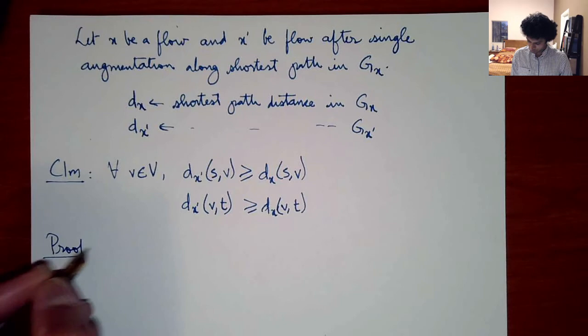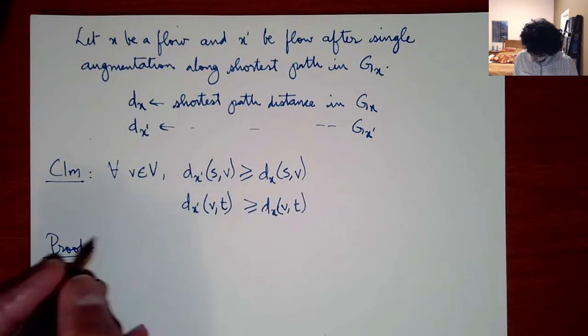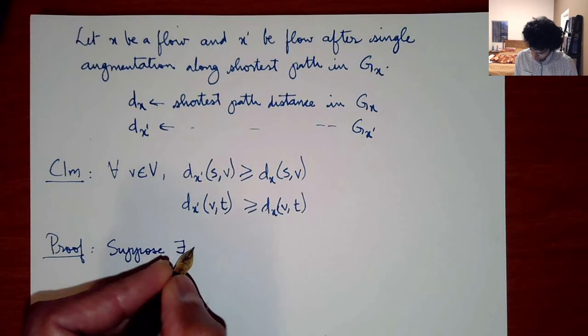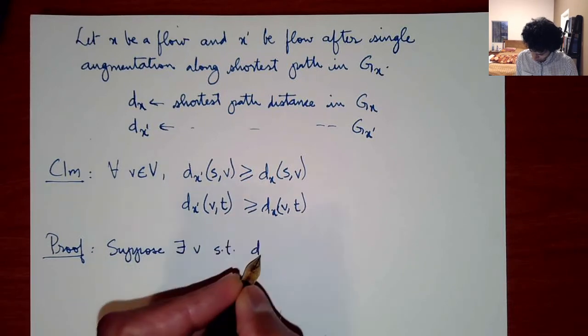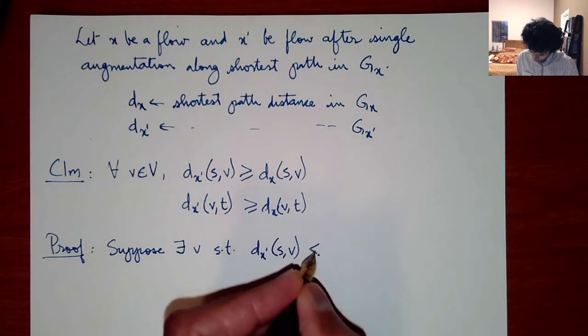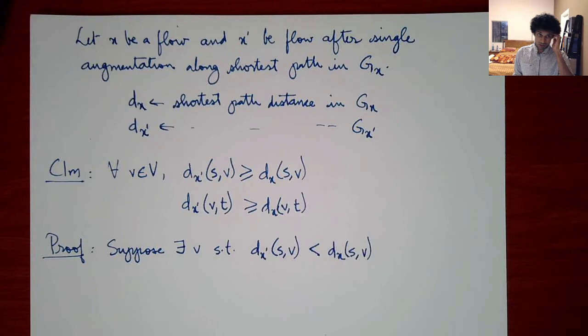Okay, so let's give a proof of this statement. Let's prove by contradiction. Suppose there exists a v such that d of x prime of s v is strictly smaller than d of x of s v. So there's some vertex where you did an augmentation and the shortest path actually reduced.